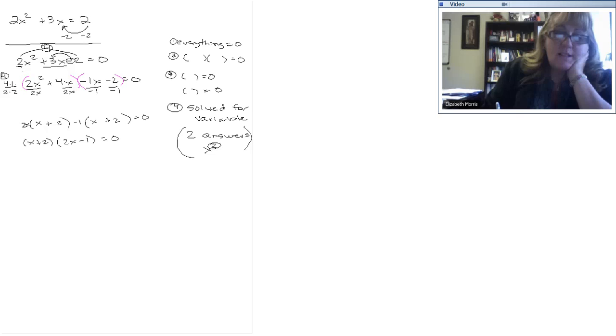Now I set each piece equal to 0 and solve. Okay, so let's come up here. X plus 2 equals 0. Move the 2 over. I get x is negative 2.